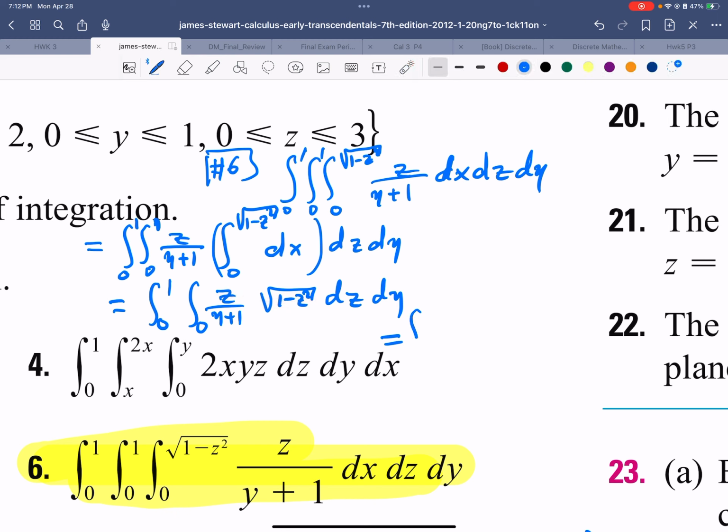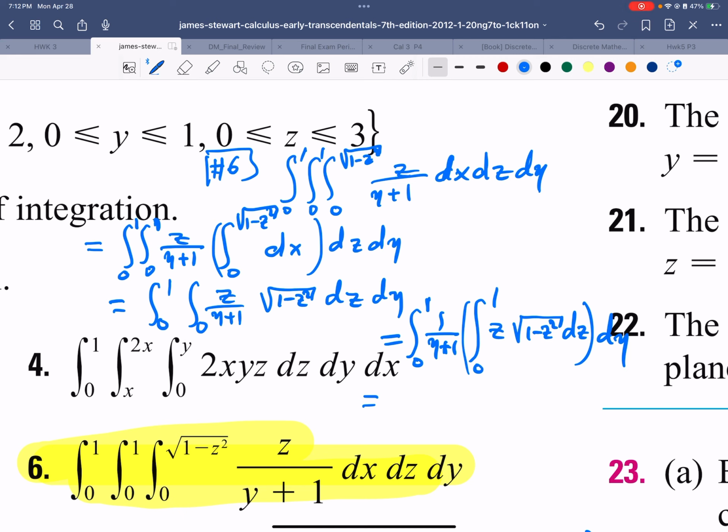So we will have an integration of 0 to 1 of 1 over y plus 1, and then integration of 0 to 1, and then we have z times square root of 1 minus z squared. And then here I have dz in parentheses, I have dy. Got it?